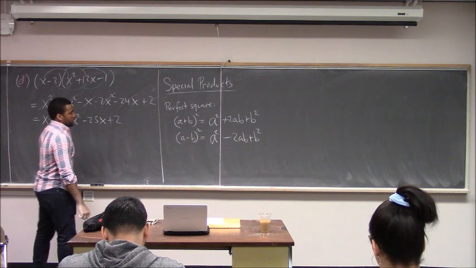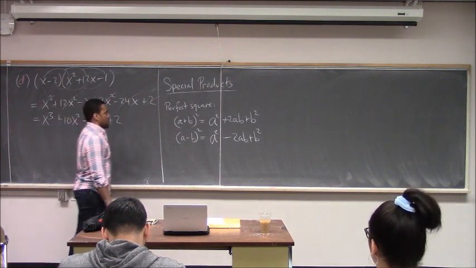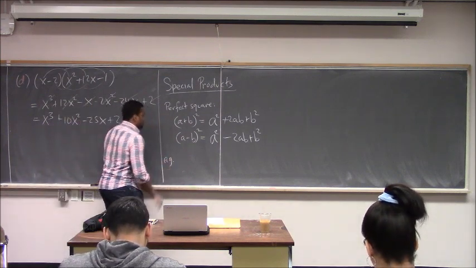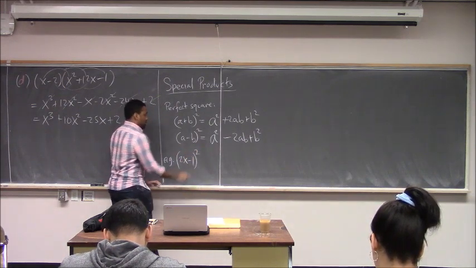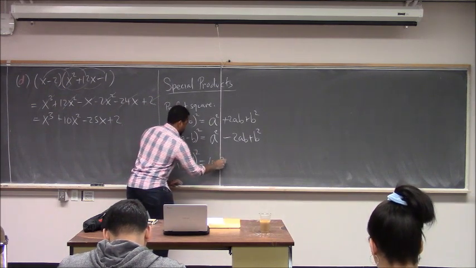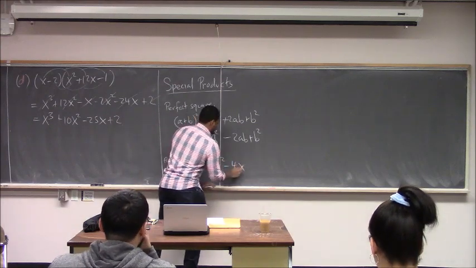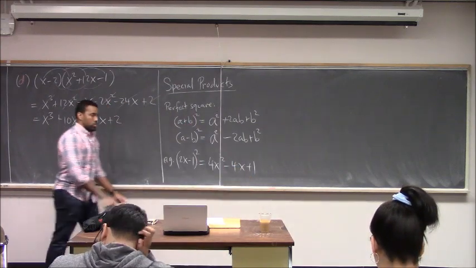So these are called perfect squares. You should know how to multiply them rapidly. So for example, I have 2x minus 1 all squared. You should immediately be able to get to 4x squared minus 4x plus 1 without too much trouble.